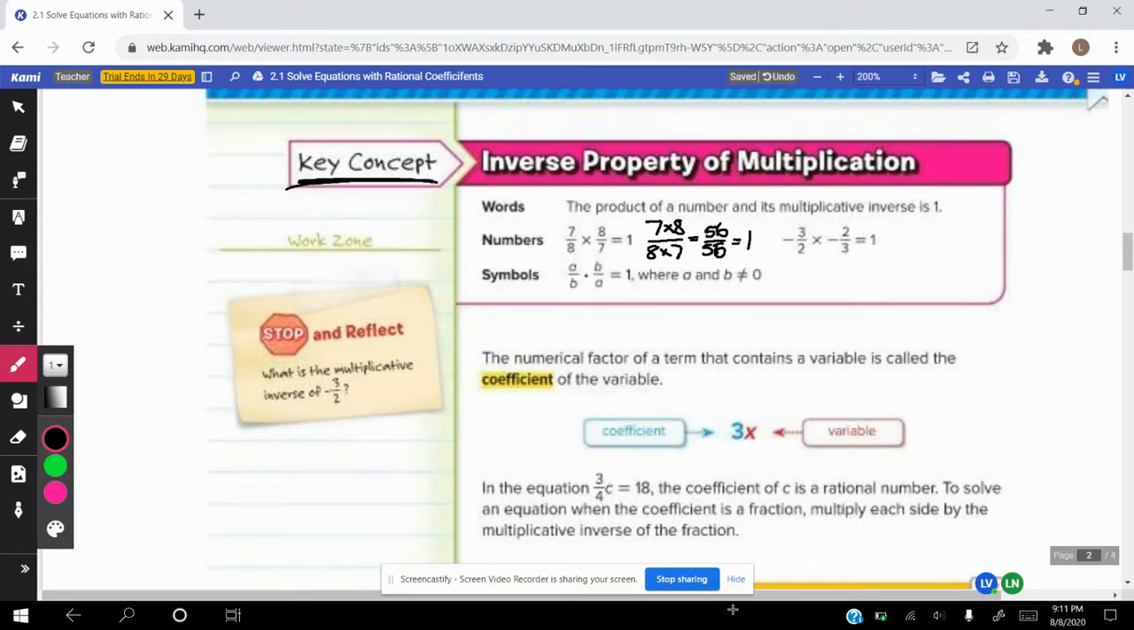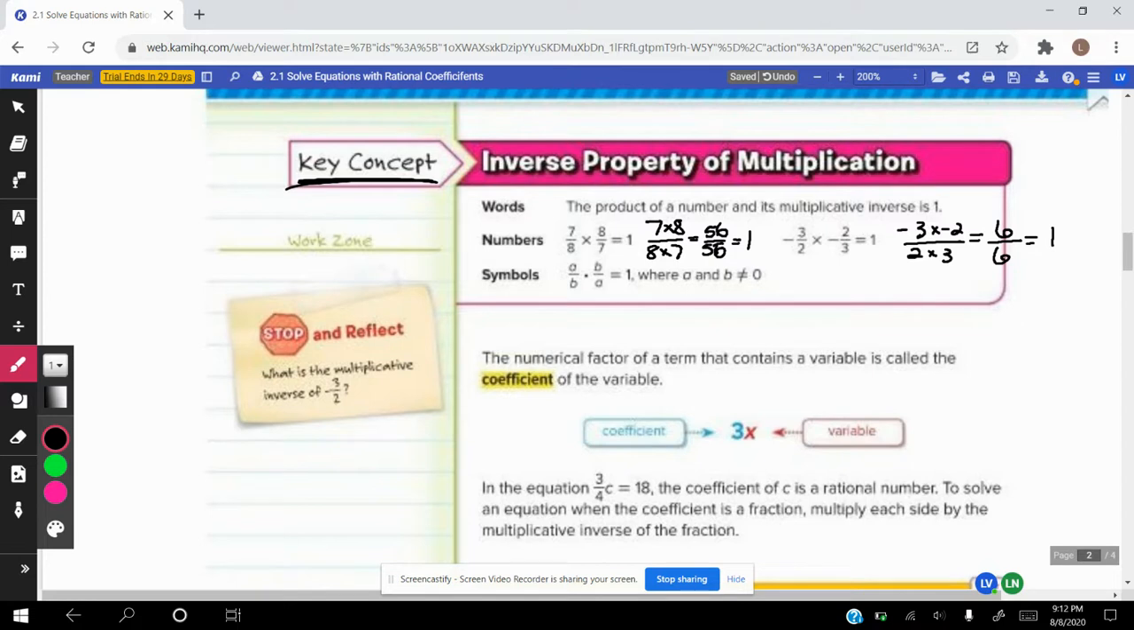Over here you have -3/2 times -2/3 equals 1. So if it helps, you can show the work of -3 times -2 divided by 2 times 3. When you have fractions, you just multiply them across. So a negative times a negative gives you a positive. 3 times 2 gives you 6. 6 divided by 2 times 3 is 6. 6 divided by 6 equals 1.